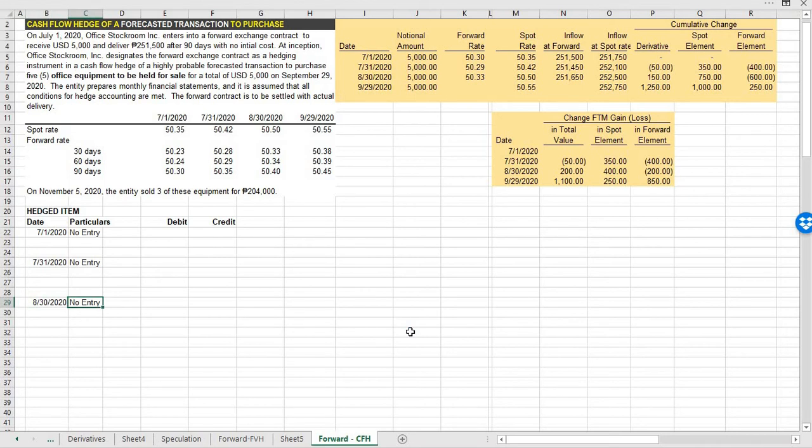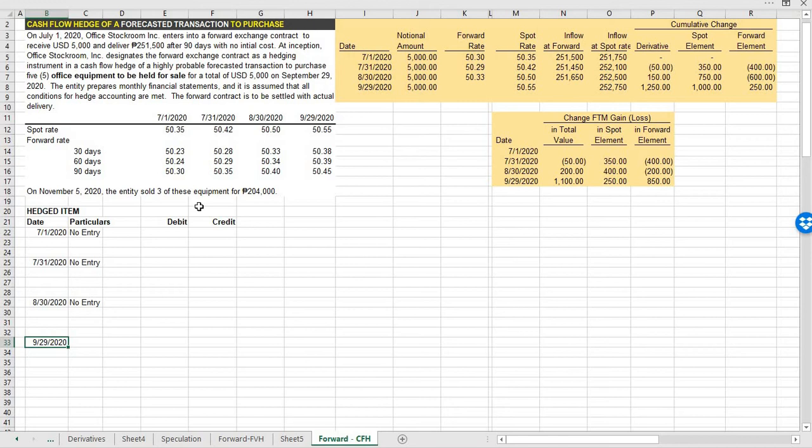Pero meron na tayong entry dito sa September 29, 2020. At ano ito? So, ang entry na natin dito is the actual purchase of the 5 office equipment that are held for sale. Magkano daw? 5,000 US dollar. Pero syempre, since ang ating functional currency is assumed to be in Philippine peso, so kahit ito ay binili in US dollar, we still need to record all transactions using Philippine peso as the currency. So kaya to record the purchase of inventory, again take note, itong mga equipment na to ay inventory kasi sila ay held for sale, hindi sila gagamitin.